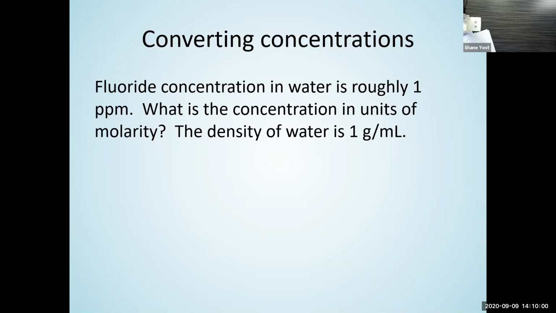This first example, which actually is not in the chapter 13 handout, is one I recently added. The problem says that in water, roughly, the fluoride concentration is 1 part per million. The question is, what is the concentration in units of molarity for this water sample, given that the density of water is 1 gram per milliliter?